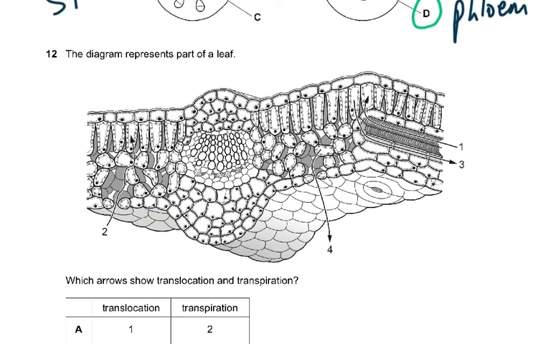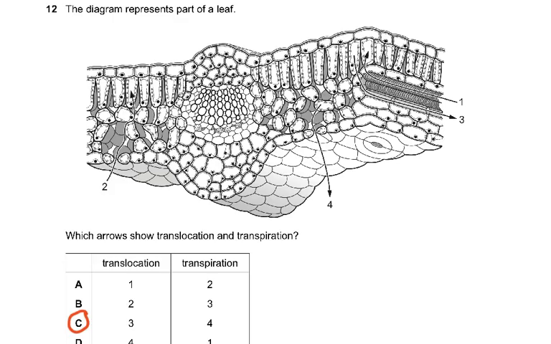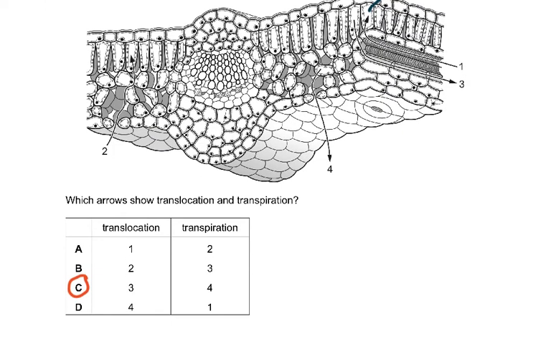Then coming on to question number 12, the diagram represents part of a leaf, and we have 1, which is of course the palisade mesophyll, then 3, and then we have 4, and then we have 2. It says which arrow shows translocation and transpiration? Very interesting, very good question. You have to know that the xylem has got this lignin, so this is the xylem, and in the leaf it is the upper which is xylem.